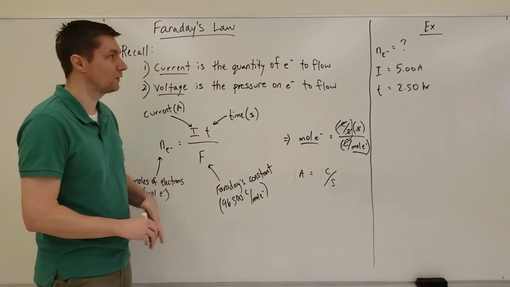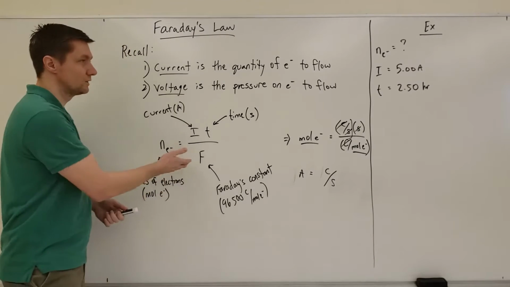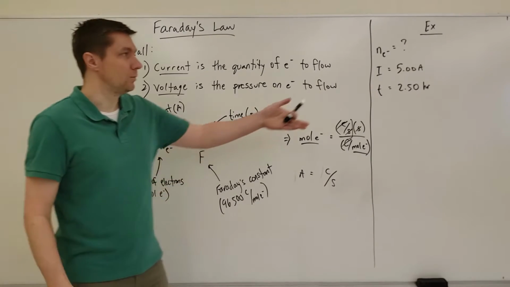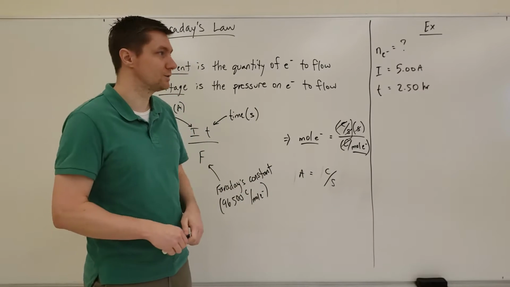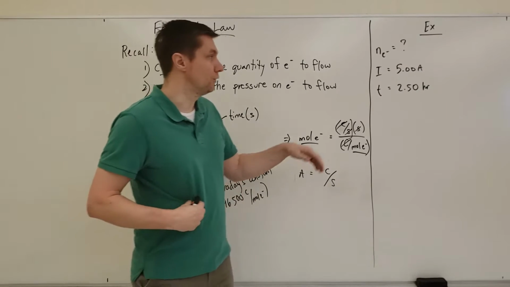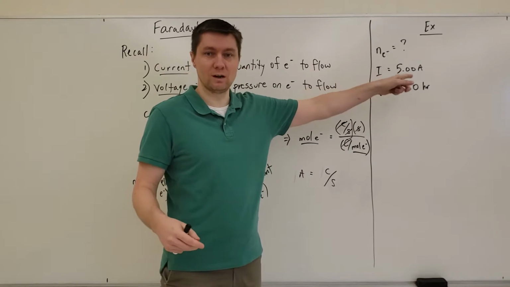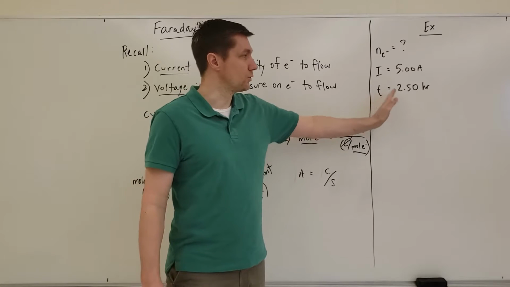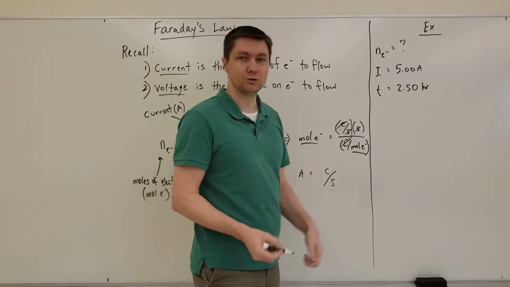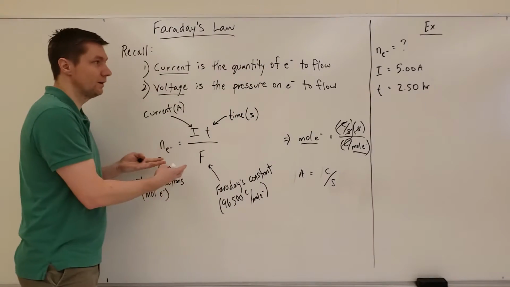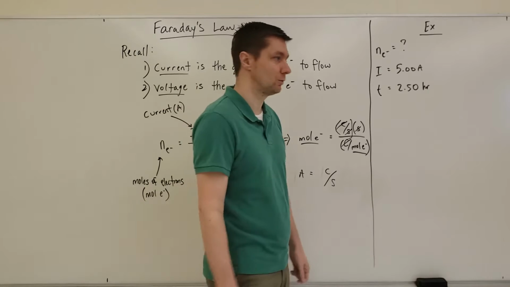Okay, so quick little practice problem that's pretty basic just in terms of using this formula. You can simply be asked, what is the mole of electrons that's required to have a current running at 5 amps for 2.5 hours. All right, and so you just use your formula for Faraday's law right here. You plug in the numbers that you have and solve for your unknown, which in this case is just moles of electrons.